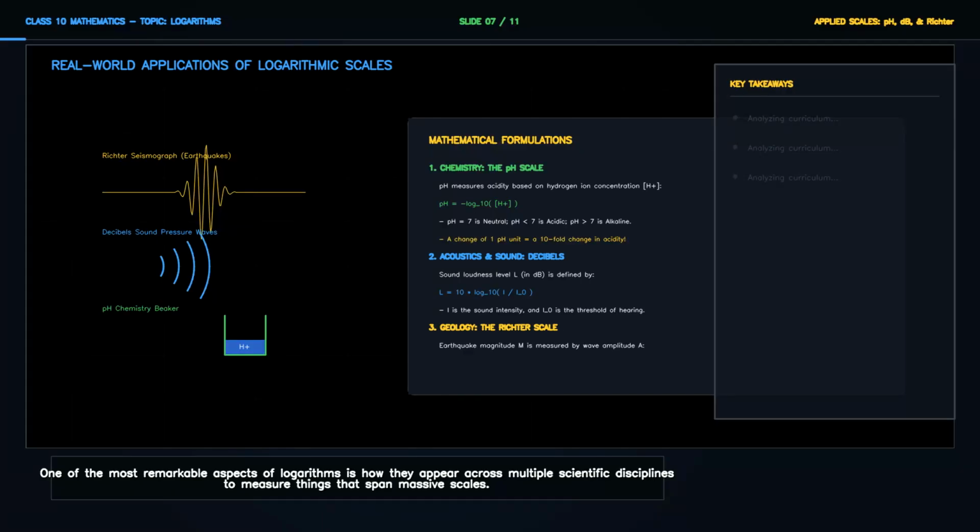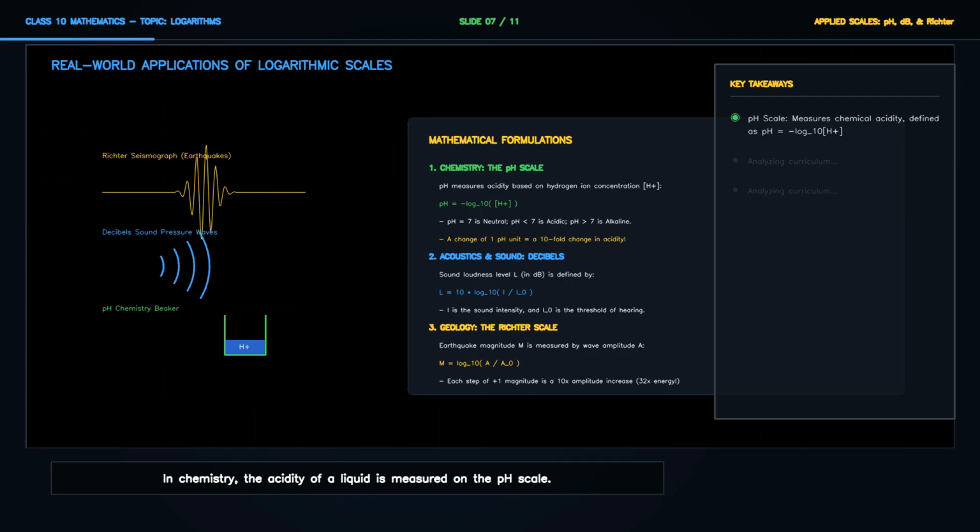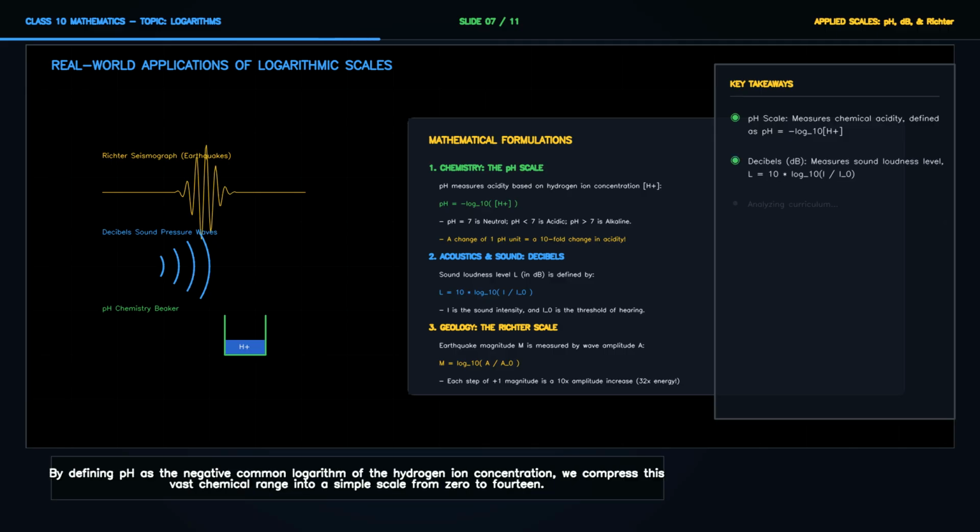One of the most remarkable aspects of logarithms is how they appear across multiple scientific disciplines to measure things that span massive scales. In chemistry, the acidity of a liquid is measured on the pH scale. The concentration of hydrogen ions can span from 10 to the minus 14 to 1. By defining pH as the negative common logarithm of the hydrogen ion concentration, we compress this vast chemical range into a simple scale from 0 to 14.